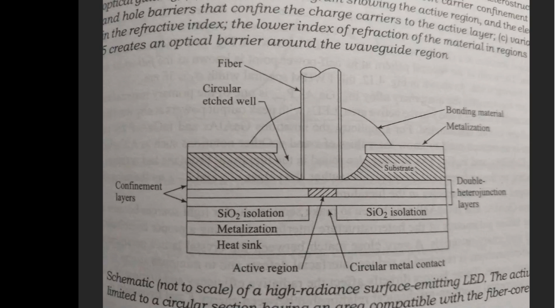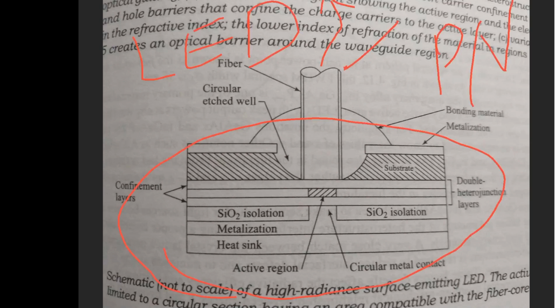Heterostructure means it has many layers of other materials. Like that, it has a heat sink, it has a metallization, it has a silicon dioxide for isolation. Then you can see it has a substrate, then it has other material for the contacts, bonding material. And inside that, you'll see a small portion I am putting in green color, that is the active region. This is the active region where the emission happens, means the radiation happens.